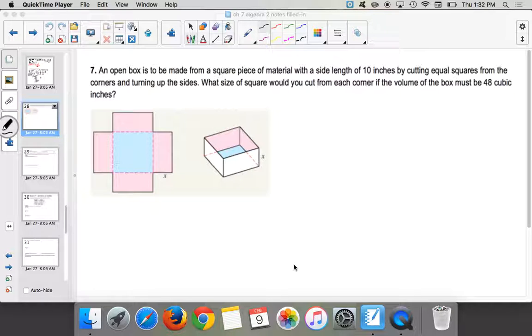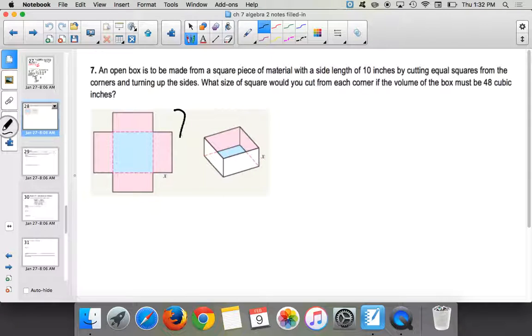They are always talking about an open top square box, or open top box. So we're making it out of a square piece of material that was originally 10 inches by 10 inches. And we're cutting equal squares from the corners and turning up the sides. Okay, so we're cutting out this little x by x square. So when we do that, we have this distance that's left right in here.